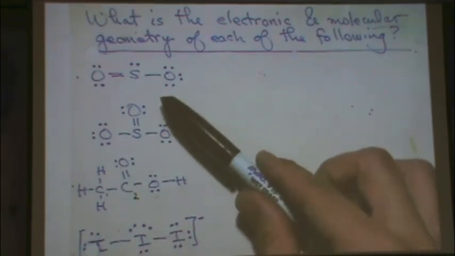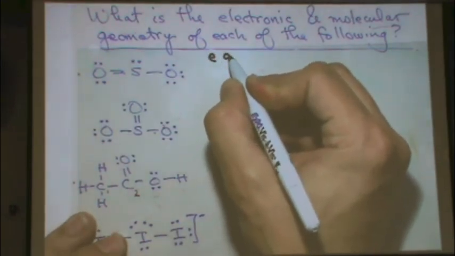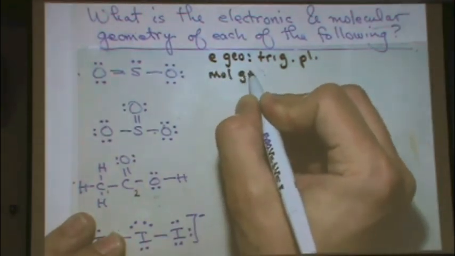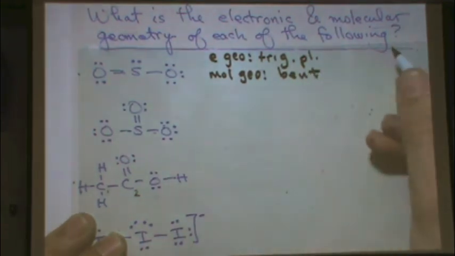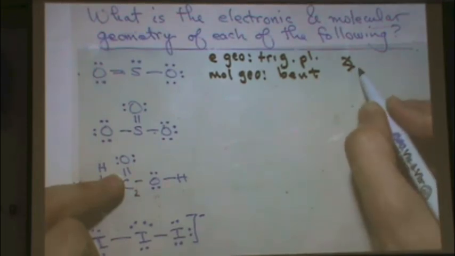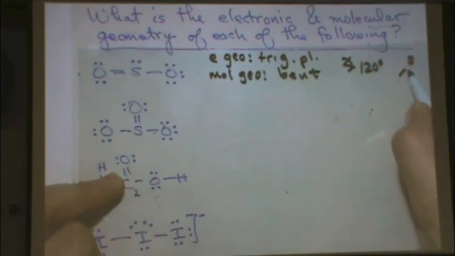So, for this one, how many groups on that sulfur? 3 groups. So if you see 3 groups, what's the electronic geometry name? Trigonal planar. What's the molecular geometry name? You'll see there's 1 lone pair. The molecular geometry, there's 1 lone pair on the center atom. That means this is bent. For trigonal planar, what's the bond angle? 120. So I should draw this something like this.